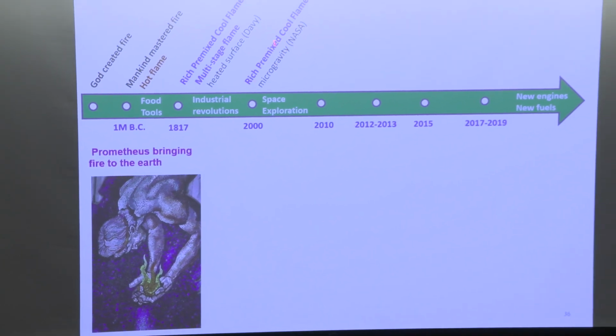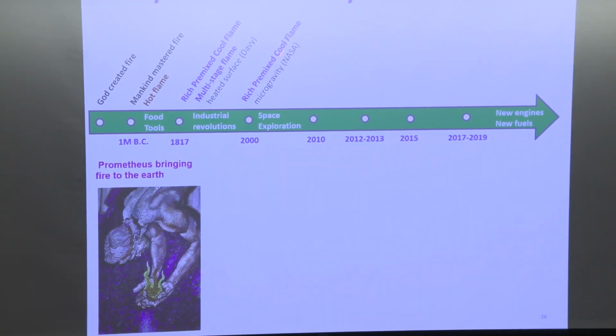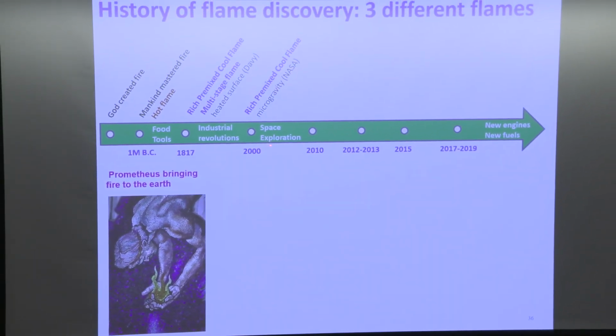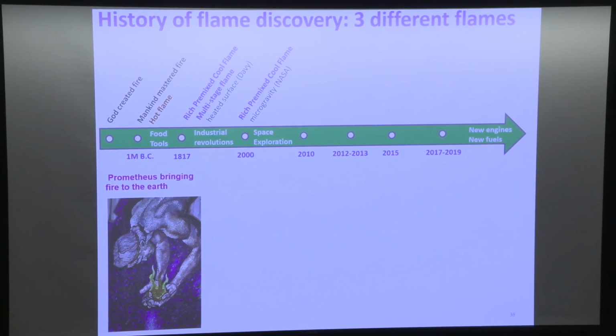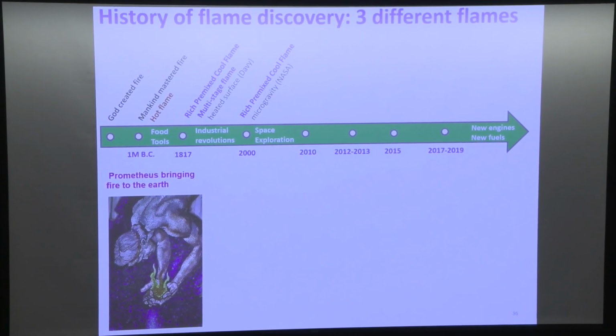After that, NASA flew a microgravity experiment, and they saw that very rich butane and propane mixtures can autoignite a cool flame from the center and propagate to the wall.